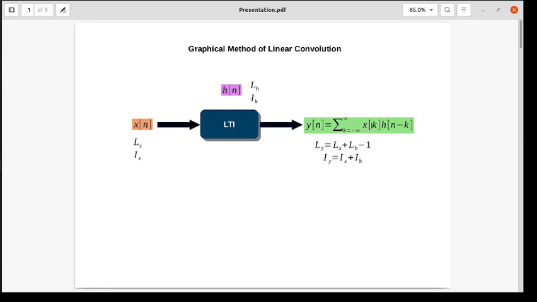And this linear convolution is commutative. That means if we interchange these functions, the answer will remain the same.